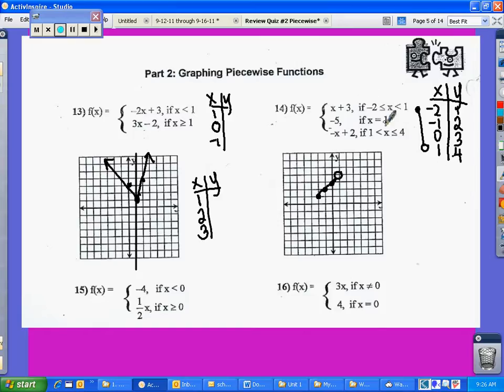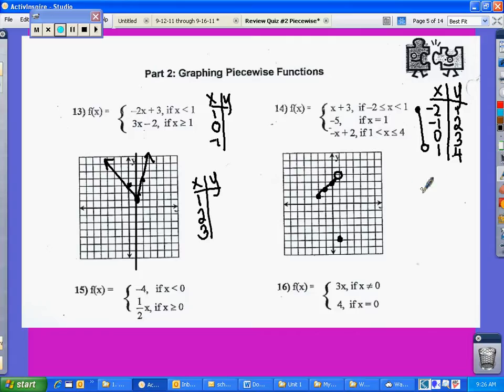Then, when x is 1, what's y? Negative 5. So 1 over, 1, 2, 3, 4, 5 down, put a point. And that's all that function is. It's just a single point. Notice I don't have an interval here.